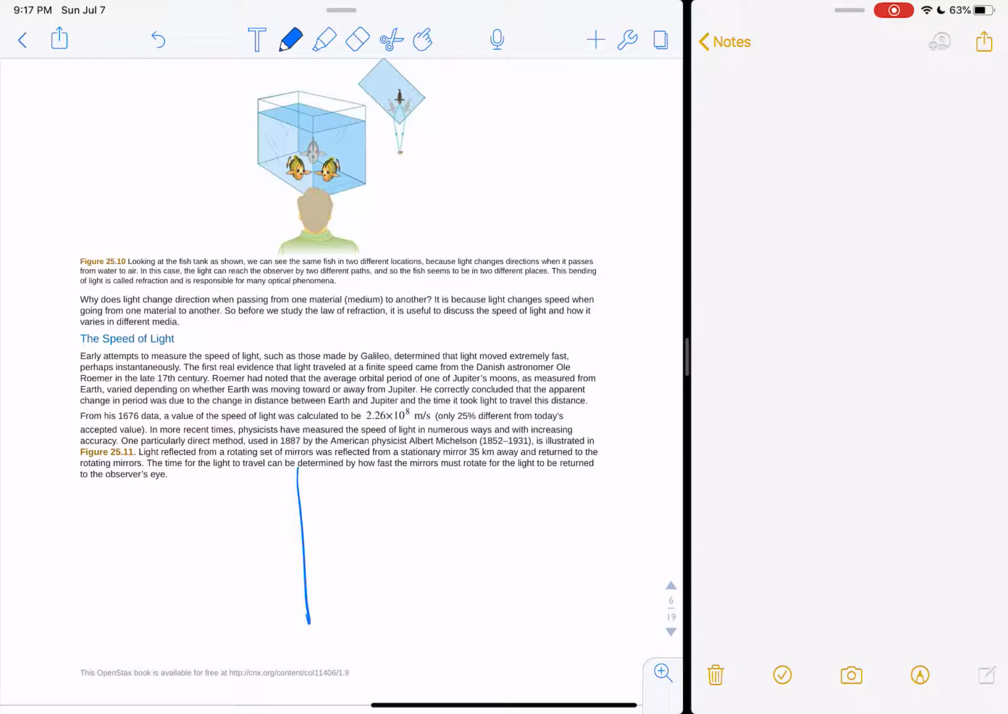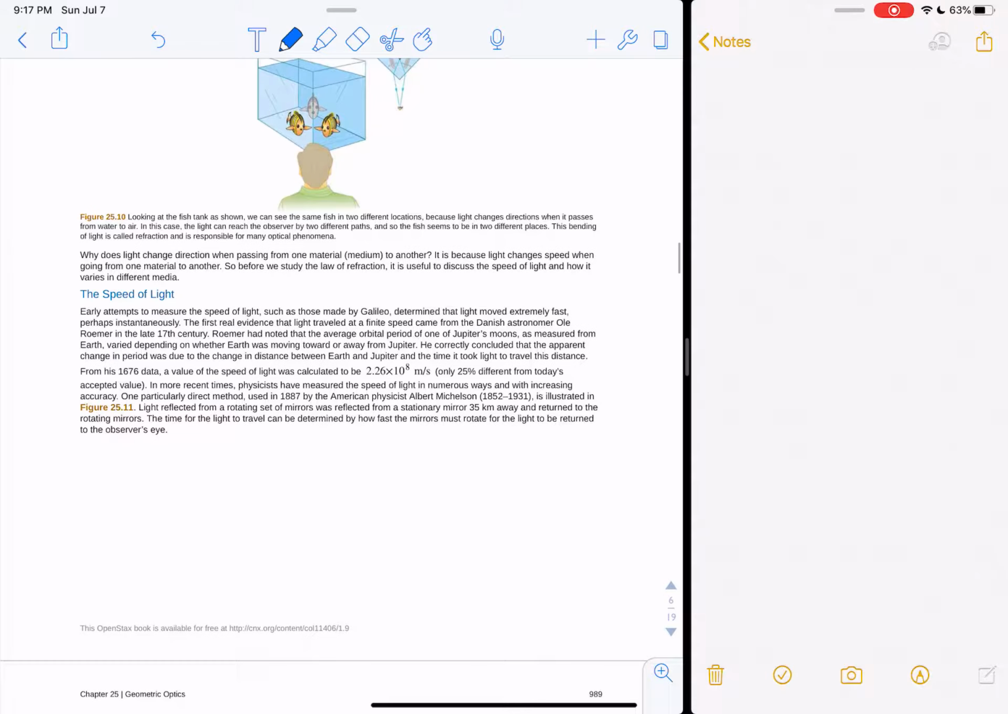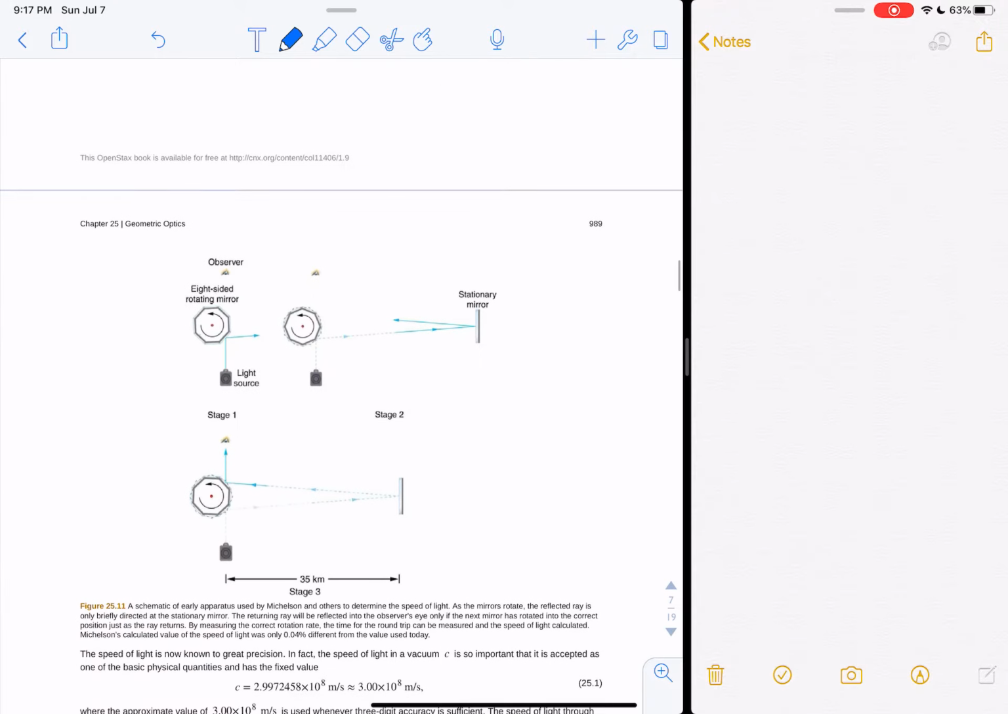So let's say you're in air, light's going full speed, boom, hits water, and then it's going to slow down. Why? Because light is photons, and when photons enter something like water, the electrons in the water absorb the light and re-emit it, and then the next electrons absorb and re-emit, and the next electrons absorb and re-emit. So there's a time delay, a process there for the light to be absorbed and re-emitted as it travels through the material.